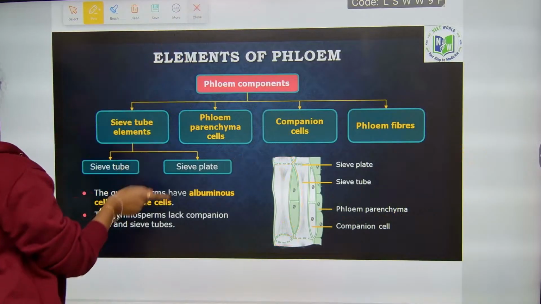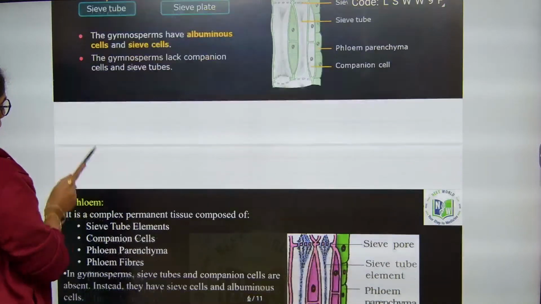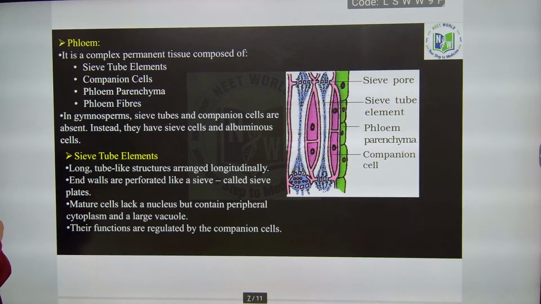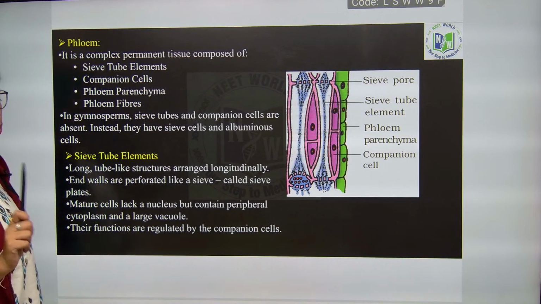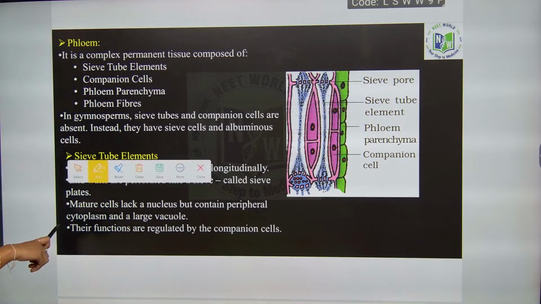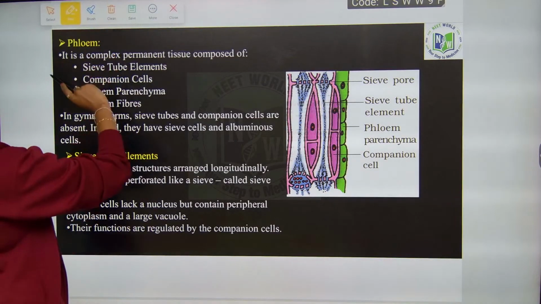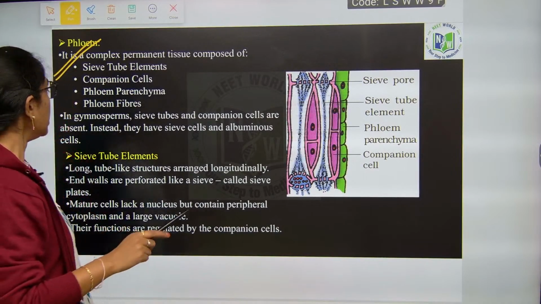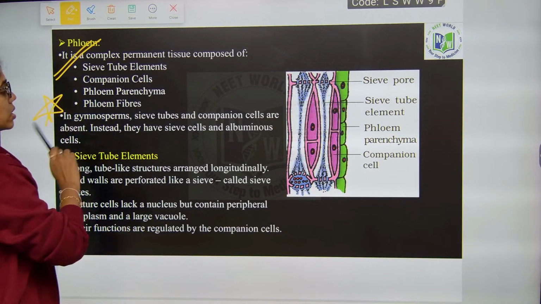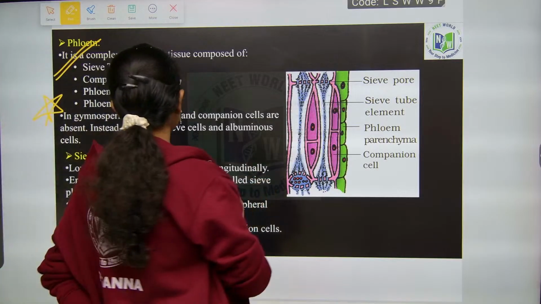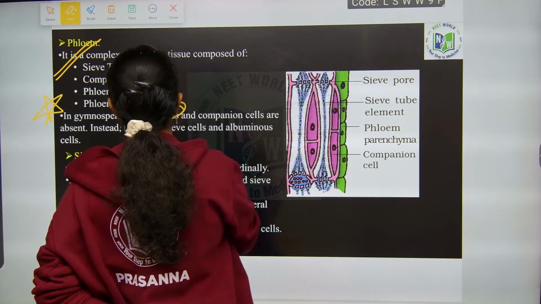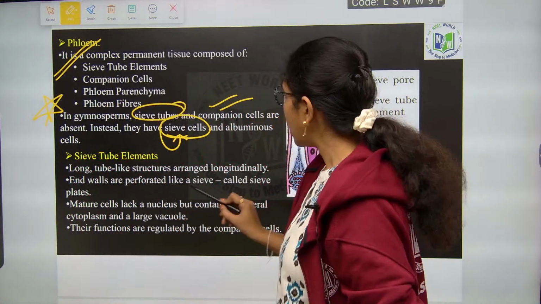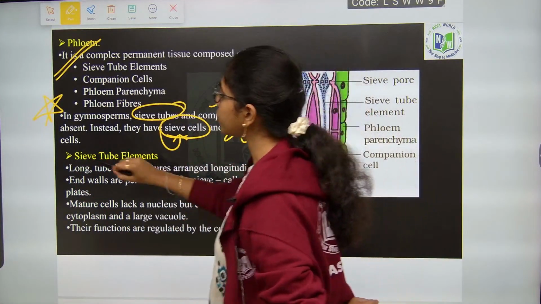Let us examine each component one by one. First it is phloem. It is a complex permanent tissue which is composed of what? Sieve tube elements, companion cells, phloem parenchyma and phloem fibers. In gymnosperms specifically, sieve tubes and companion cells are absent. In the place of sieve tubes, they are having sieve cells, and in the place of companion cells, they possess albuminous cells.